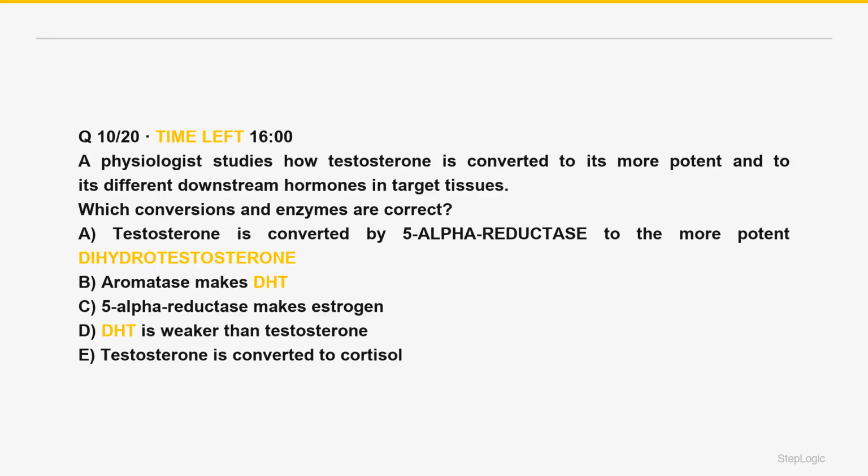Which conversions and enzymes are correct? A physiologist studies how testosterone is converted to its more potent form and to its different downstream hormones in target tissues. Read the command: which conversions and enzymes are correct? Testosterone to DHT by 5-alpha reductase, more potent, and to estradiol by aromatase. Finasteride blocks 5-alpha reductase.